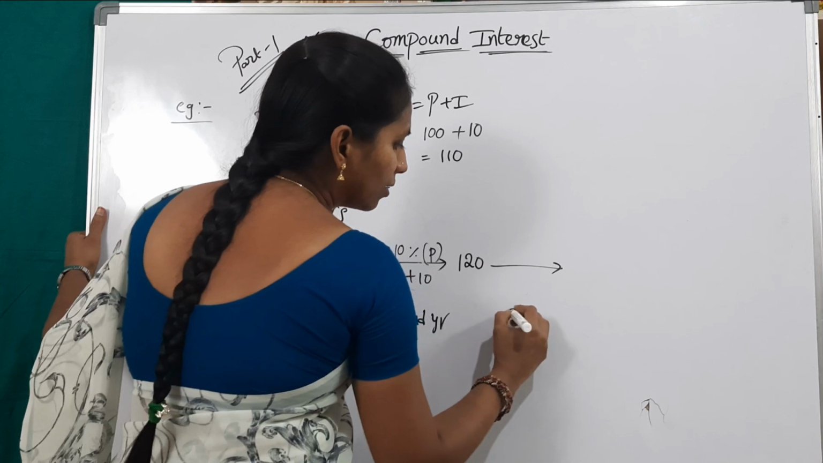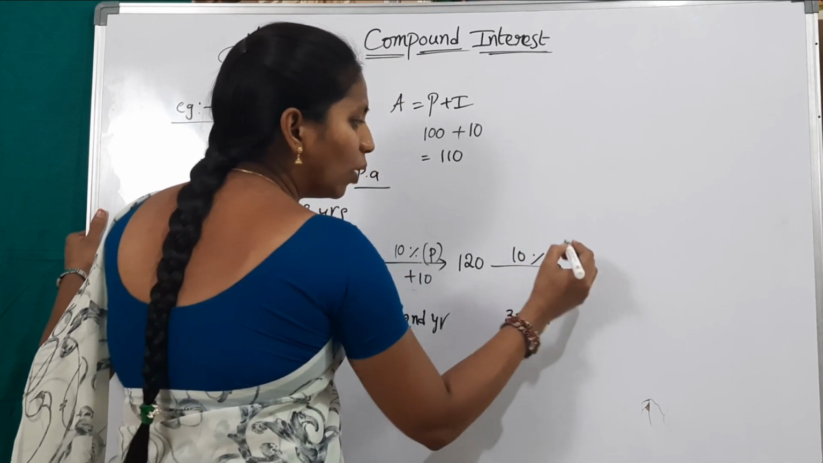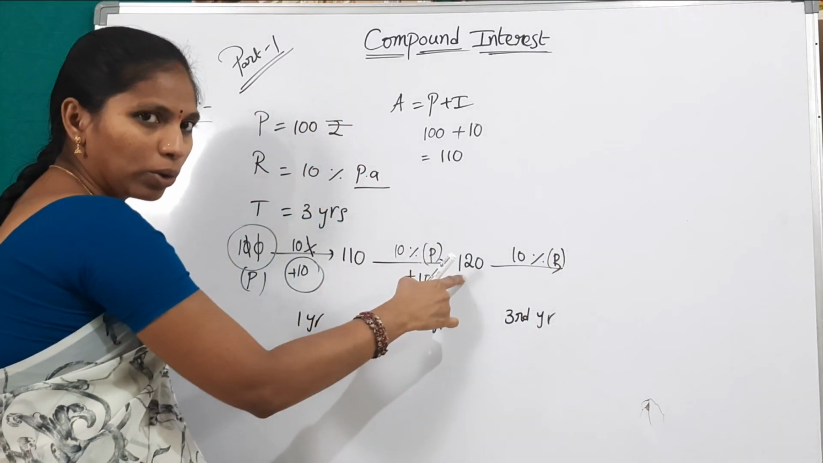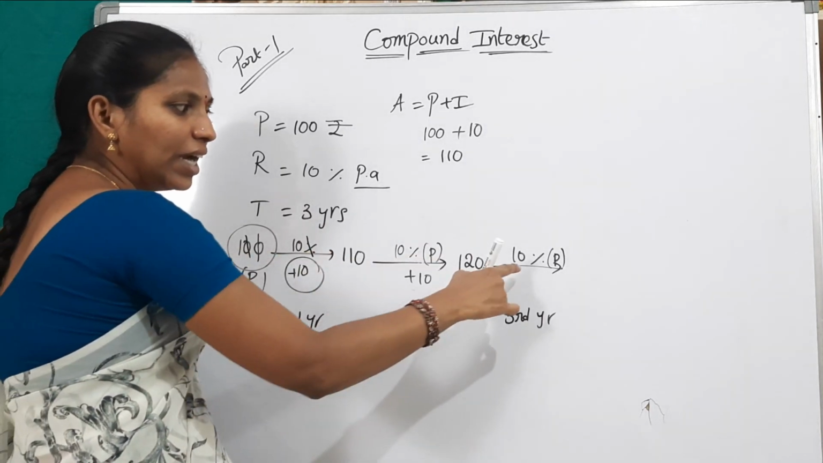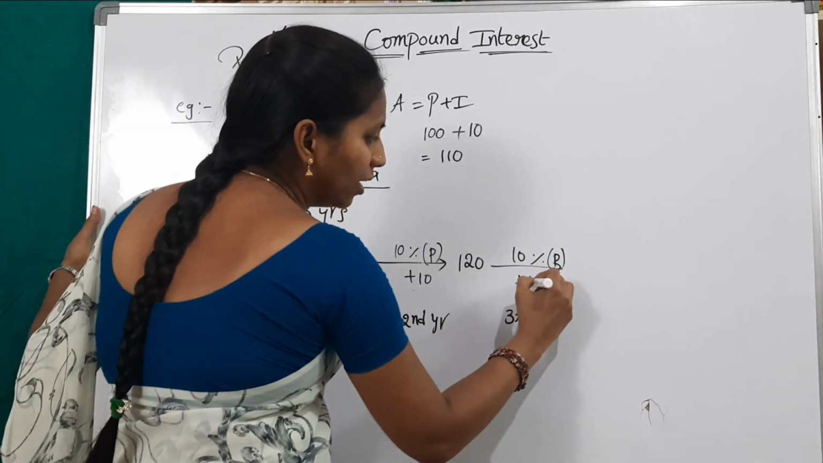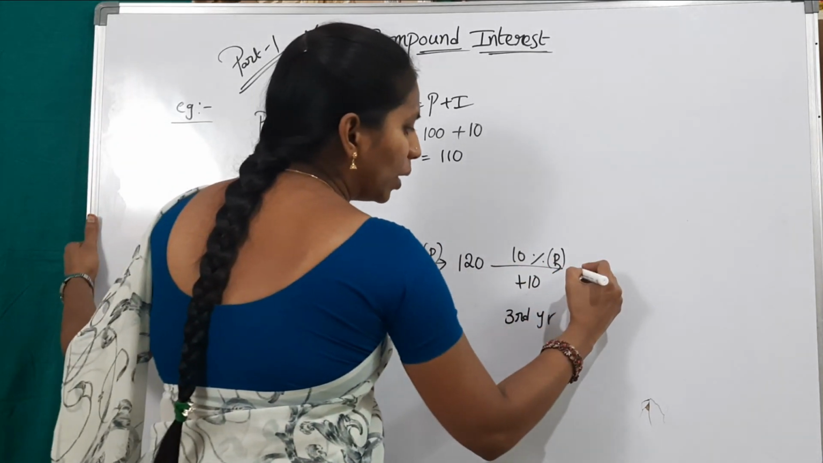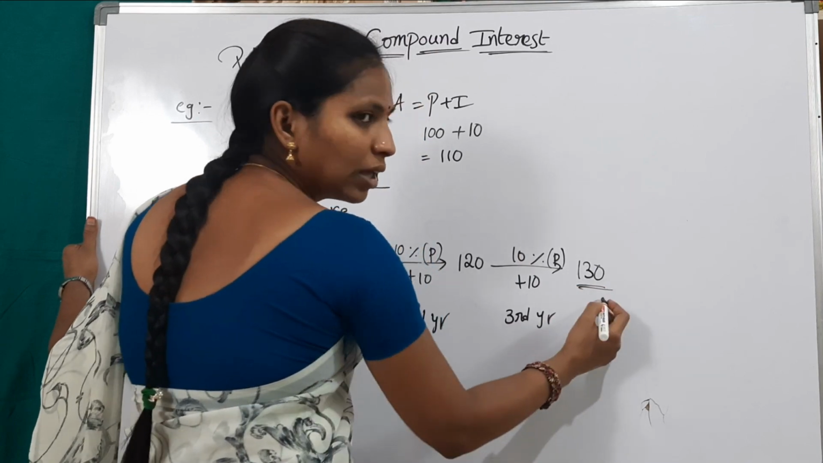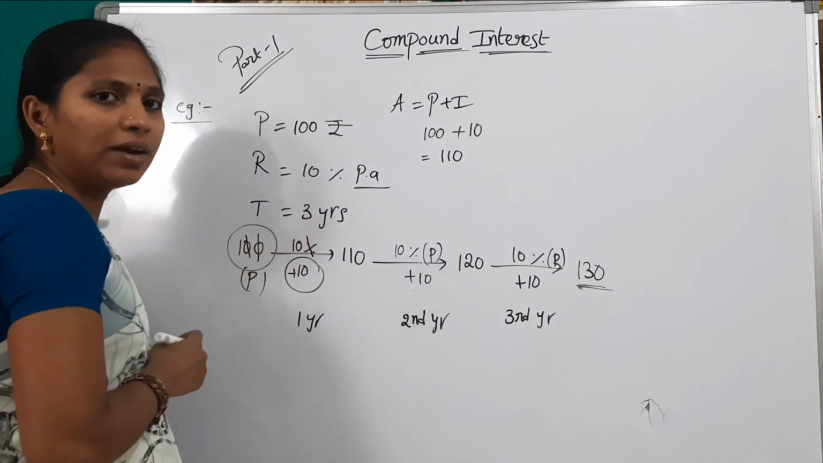Again for the third year, again 10% on what? 10% on principal only, not on amount. What is the principal? That is again 100 rupees. So 100 into 10%, again 10. Add this 10 to this 120. Now 120 plus 10 is 130. This is the final amount after 3 years.